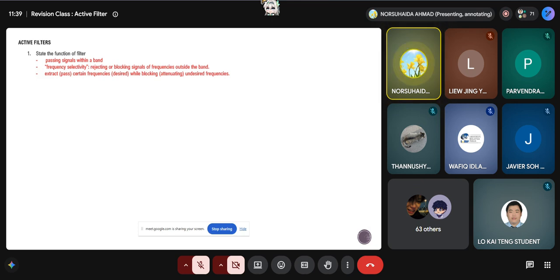Okay, so for active filter, the first one is: state the function of the filter. I'll put it here in point form. The first one is passing signals within a band, frequency selectivity, rejecting or blocking signals, and also extracting, or passing, certain frequencies, which are our desired frequencies, and blocking or attenuating undesired frequencies. This is basically the function of the filter.